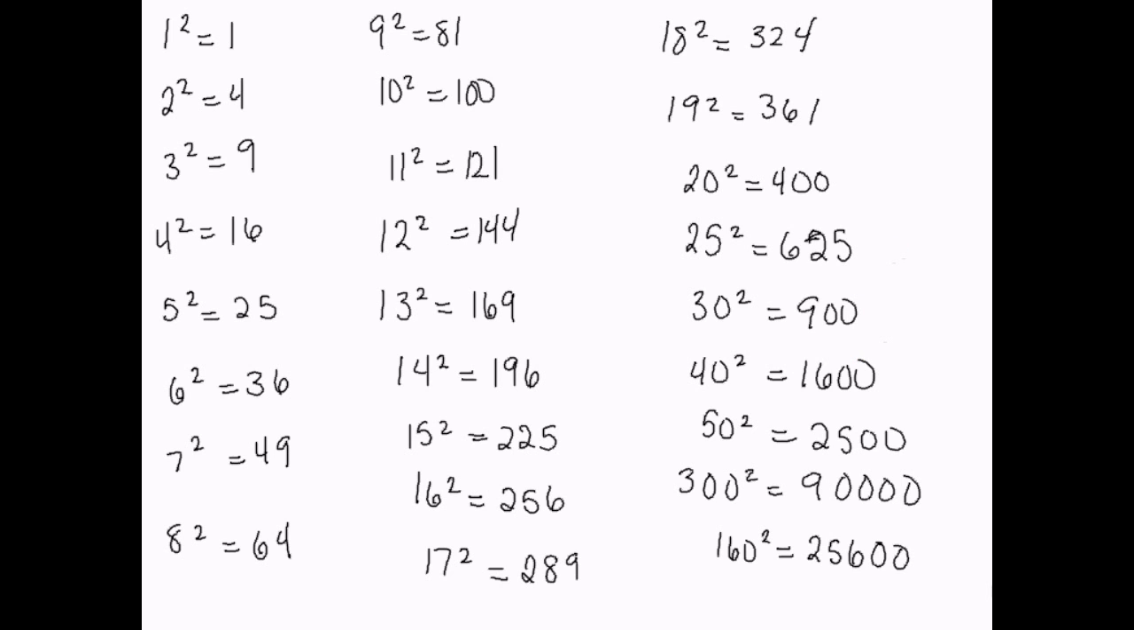And also, of course, if 11 squared is 121, then the square root of 121 is 11. You go backwards and forwards. Squares and square roots are like multiplication and division. They undo each other.